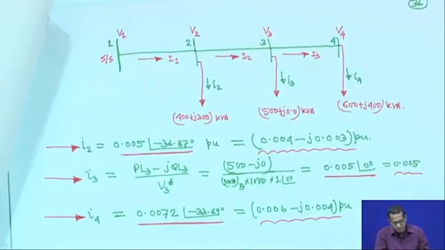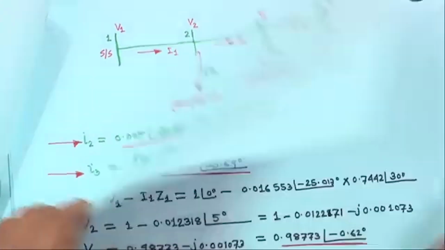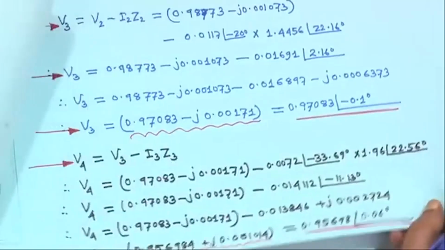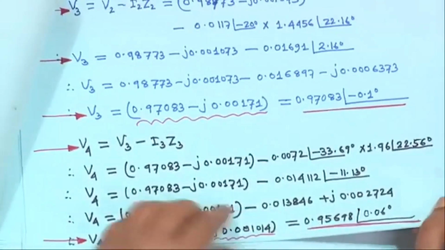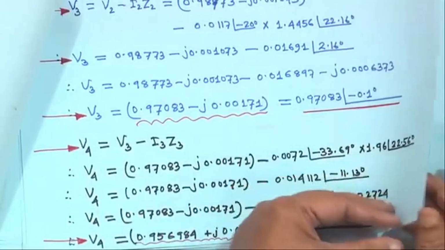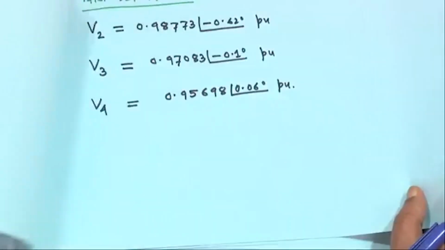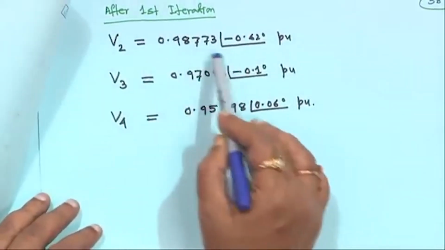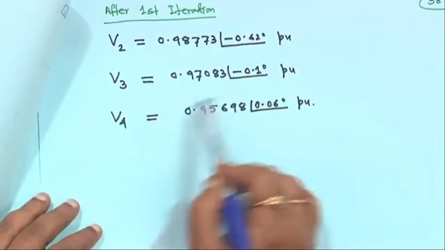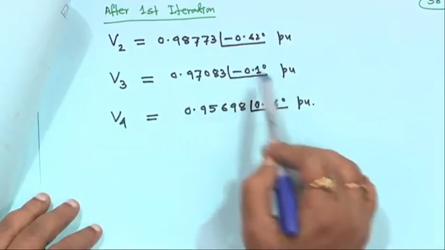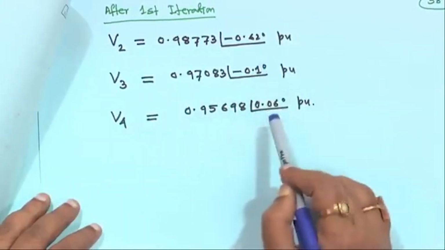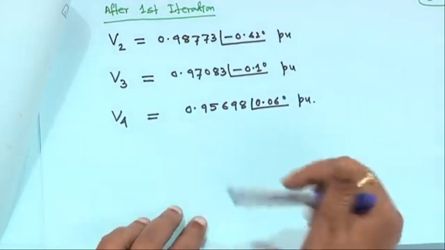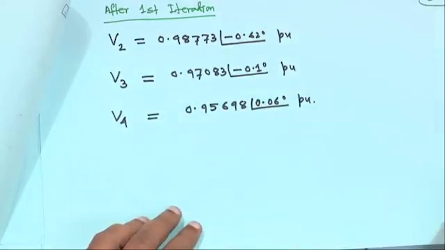So, this is your V2, V3 and V4 after the first iteration. Next, we move to the second iteration. After the first iteration these are the voltages: V2 is given, V3 is given and V4 is given. These two are lagging angles, although the angle is very small and negligible, and this one is a leading angle. Now, in the second iteration we have to compute the load currents, small I2, small I3 and small I4.